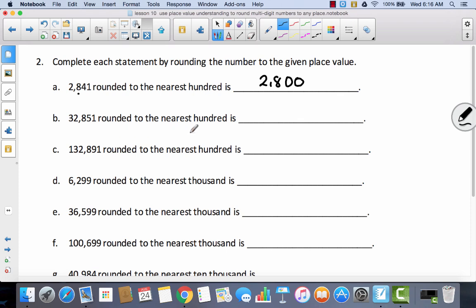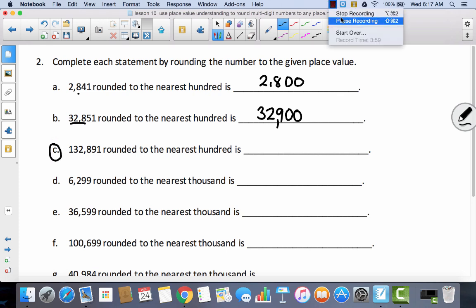So now we're going to try to round 32,851 to the nearest hundred. Okay, so I have 328 hundreds. So it comes between 328 and 329. Would this be more or less than halfway? Well, the 5 tells me it would be more than halfway, so I round up to 329 hundreds, which is 32,900. Why don't you try C by yourself, pause the video, and then come back and let's talk about it.